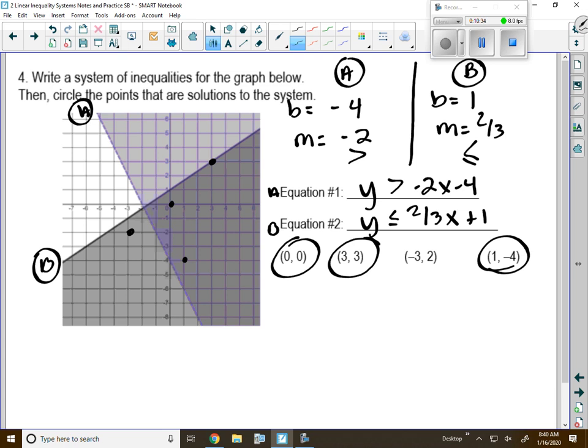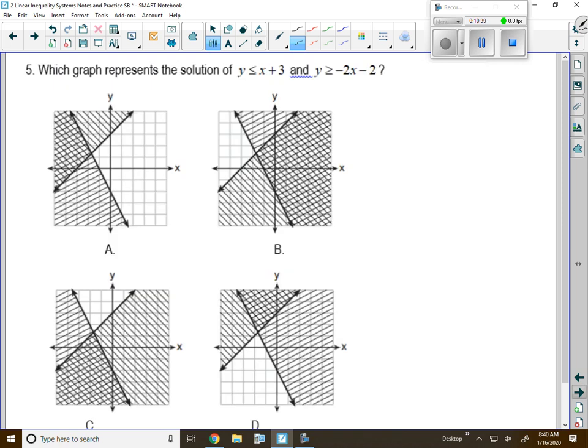Okay, we have one more question and then just a little bit of practice. Which graph represents a solution of y is less than or equal to x plus 3 and y is greater than or equal to 3? Now, how do you think that I would do this? Quickest way I could. Desmos. Right? Put it in Desmos to see which picture matches. That's the easiest way to do it.